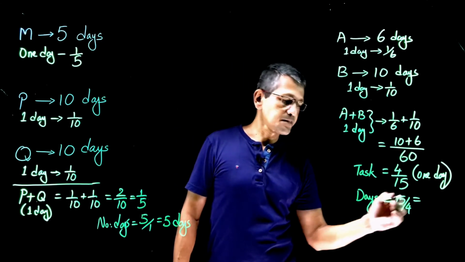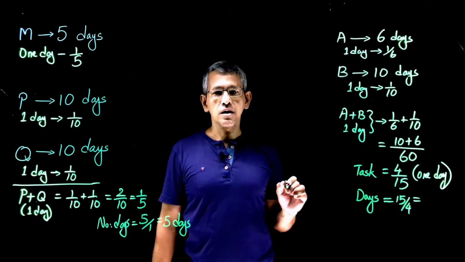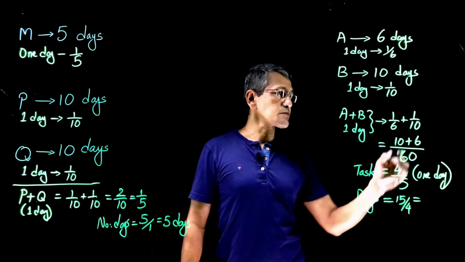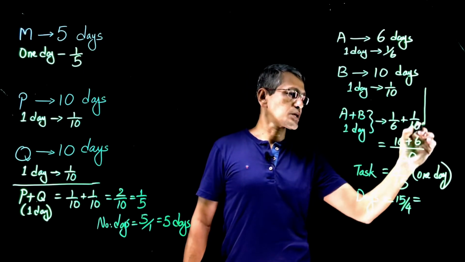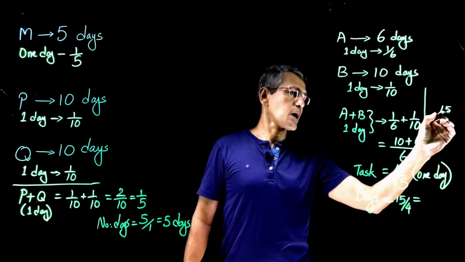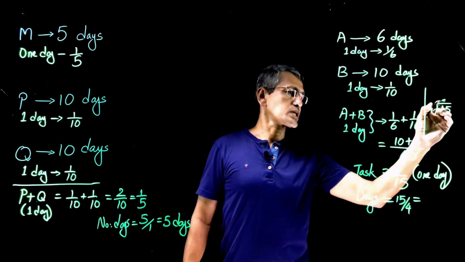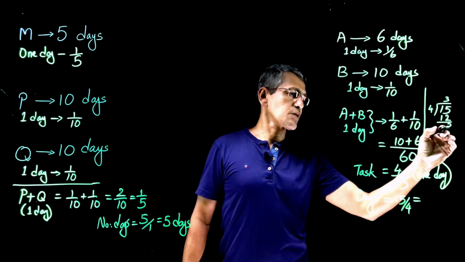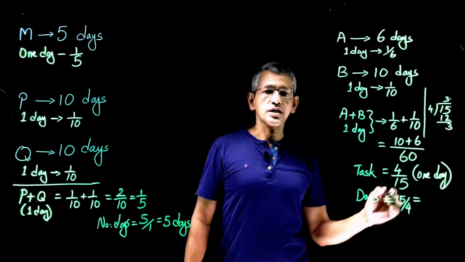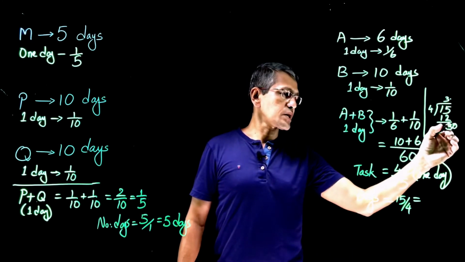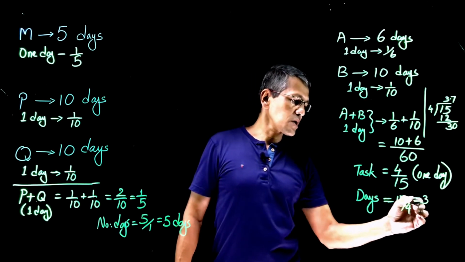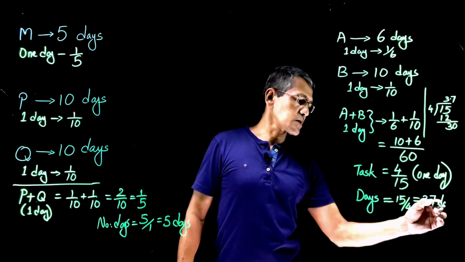How many times? 15 by 4? 3 times, right? In 15, 4 is how many times? 3 times, I'll just do it here. 15 by 4. So 3 times 4 is 12, what's the remainder? 3, so we'll put a decimal, and we have 30, 4 into 30, how many times? 7 times. So it's approximately 3.7 days to complete the task.